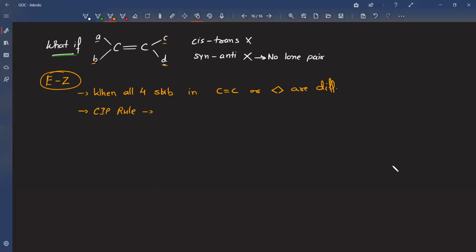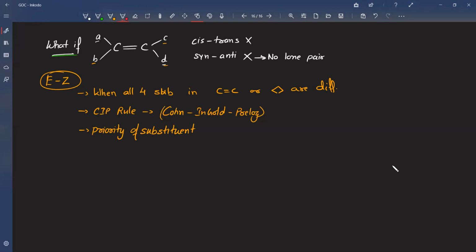What is the CIP rule? These are three scientists, Cahn, Ingold, and Prelog, who formed this rule. This is actually the convention in which the priority of substituents comes into picture, and we will see that as well. What exactly is the priority of substituents? The four substituents will have their own priority, right?